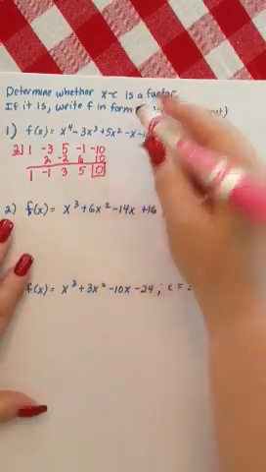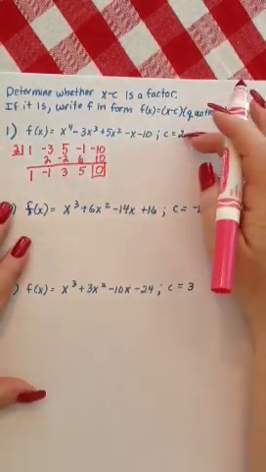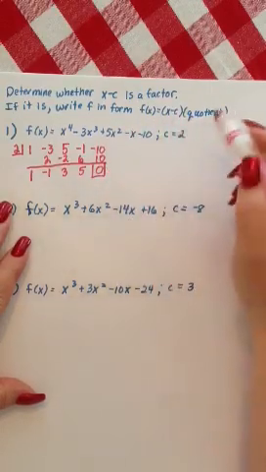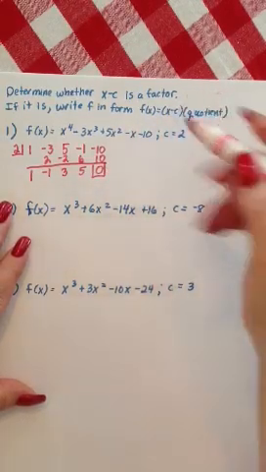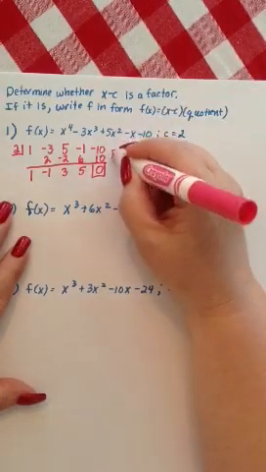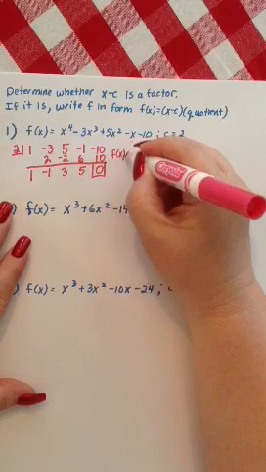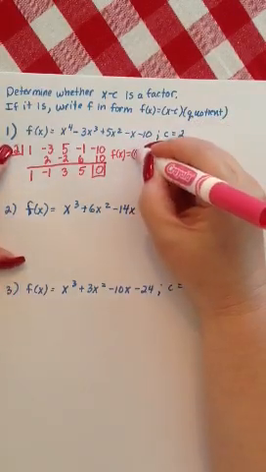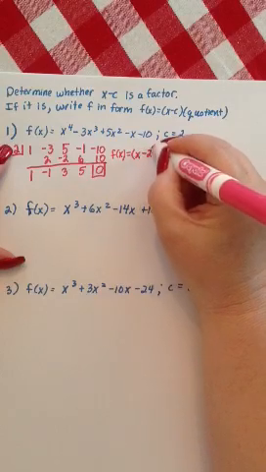If it comes out to be 0, that means that this number went into it evenly and there's no remainder. So it means, yes, it is a factor. X minus c is a factor. So when I write this out, they said write it in the form of, like right here. So I'm going to say f of x is equal to x minus c. They said c was 2, so x minus c will be x minus 2.